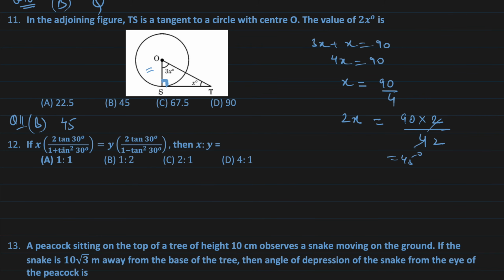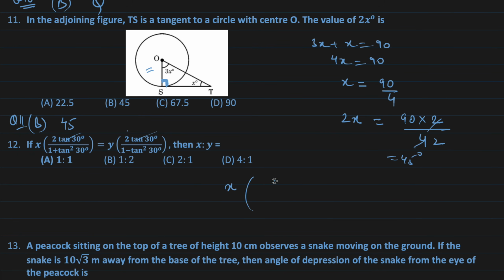If x into 2 tan 30 by 1 plus tan square 30 is equal to y into 2 tan 30 by 1 minus tan square 30, then we have to find the ratio of x to y. So we just have to solve this, right? You just cancel these two parts. So what am I left with?